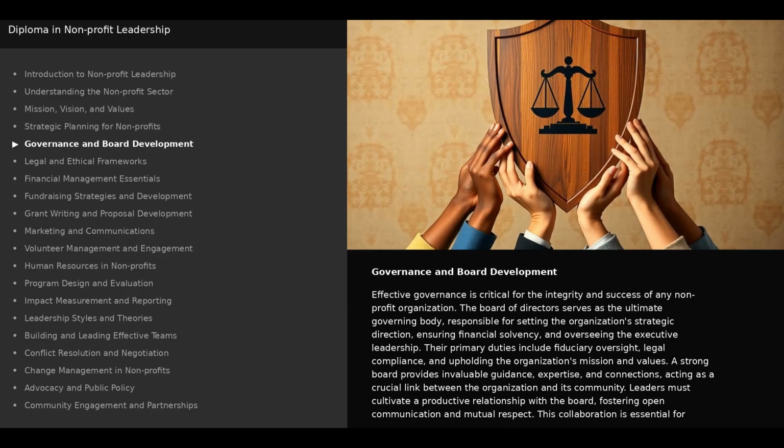A strong board provides invaluable guidance, expertise, and connections, acting as a crucial link between the organization and its community. Leaders must cultivate a productive relationship with the board, fostering open communication and mutual respect. This collaboration is essential for navigating challenges and seizing opportunities.